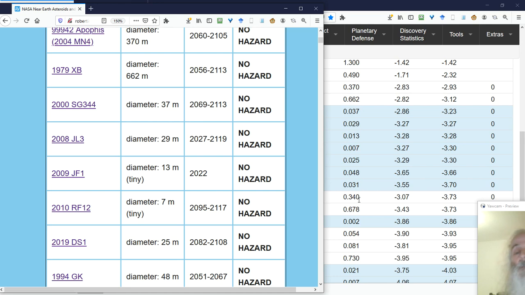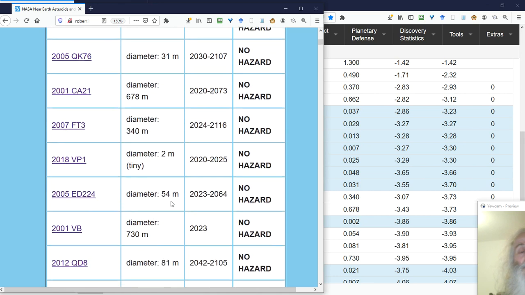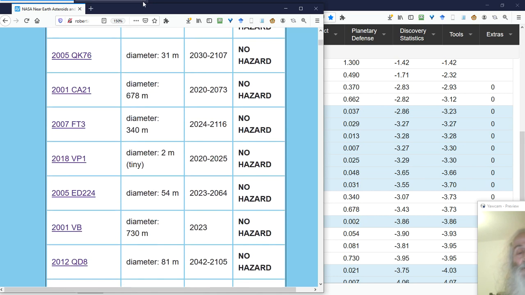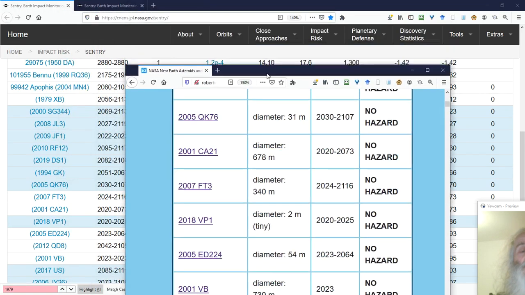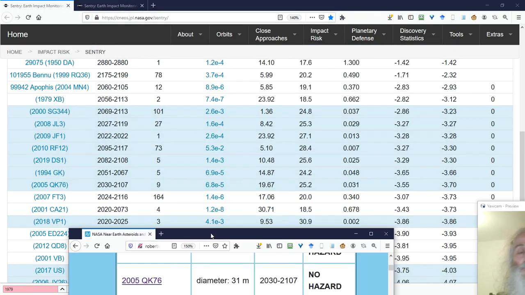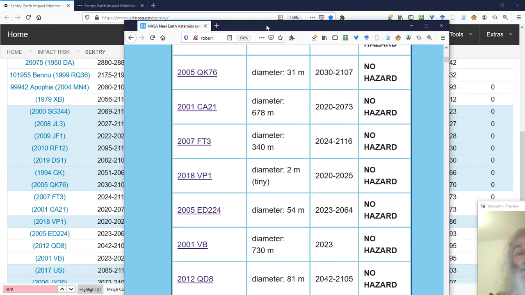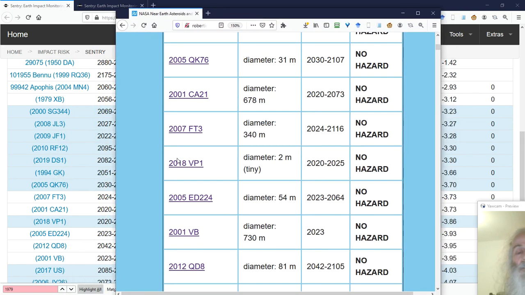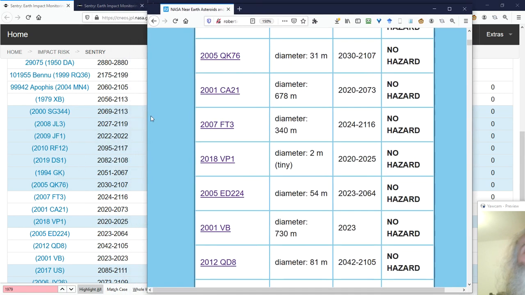So that means the same as that. 0.002, go down here, there we are, 2 meters. And if we go across, it'll be the same one. See, 2018 VP1, down to 2 meters, no hazard, because they all say 0. It gives the same dates, 2020 to 2025, 2020 to 2025.